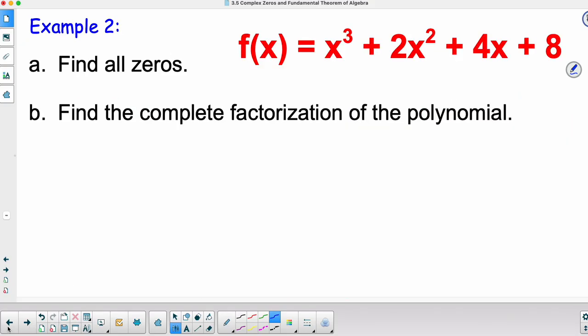Here's the other half of today. This is the same thing as yesterday. I want you to do the same thing we did yesterday. I have a polynomial. Polynomial degree is 3. How many real zeros could I give?